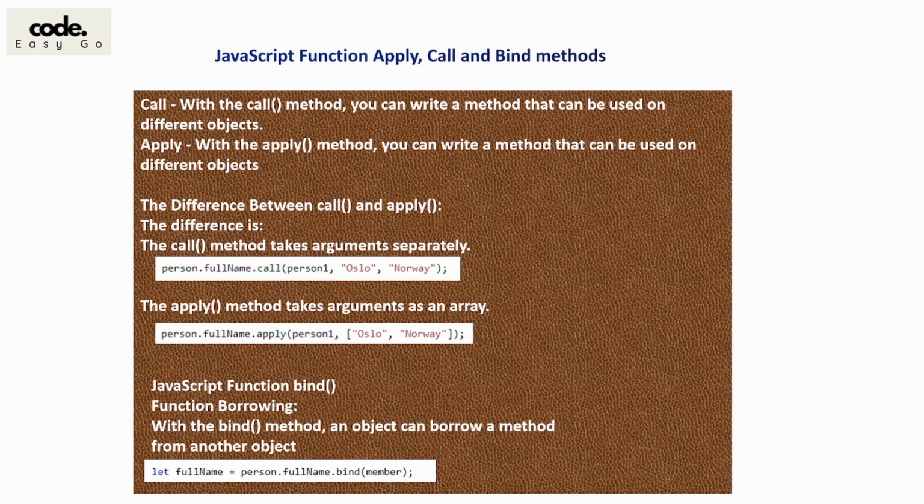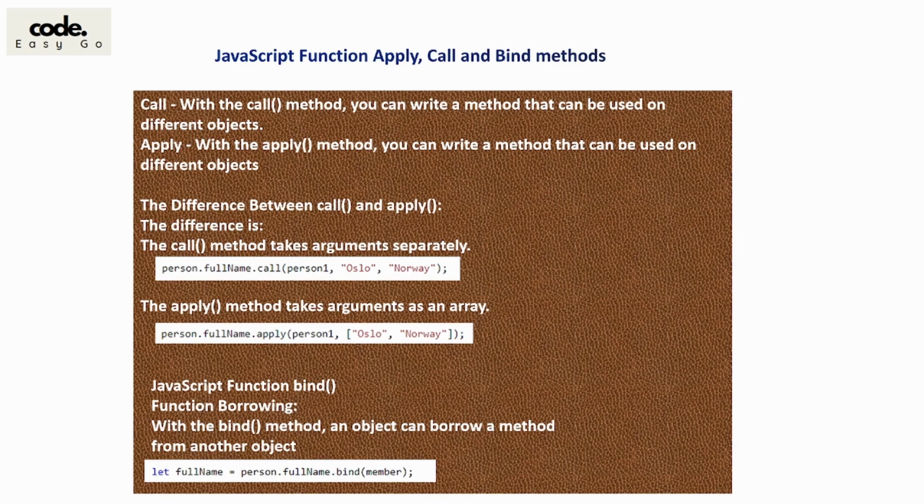So call is a method with which you can write a method that can be used on different objects. Apply is a method too. Both are the same, guys. The difference between call and apply is that the call method takes arguments separately.